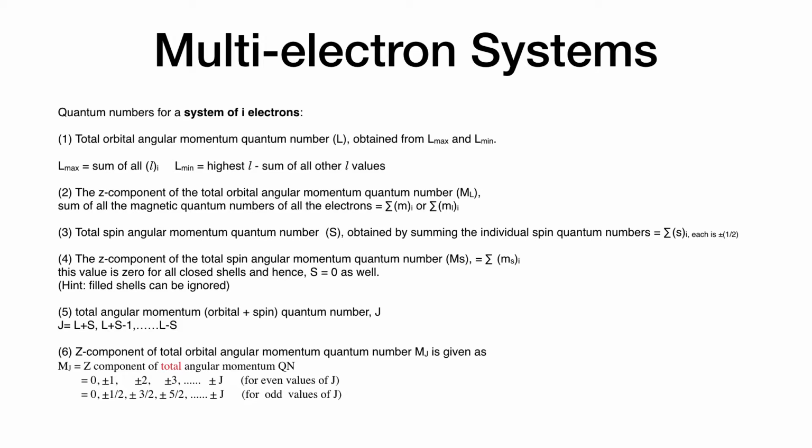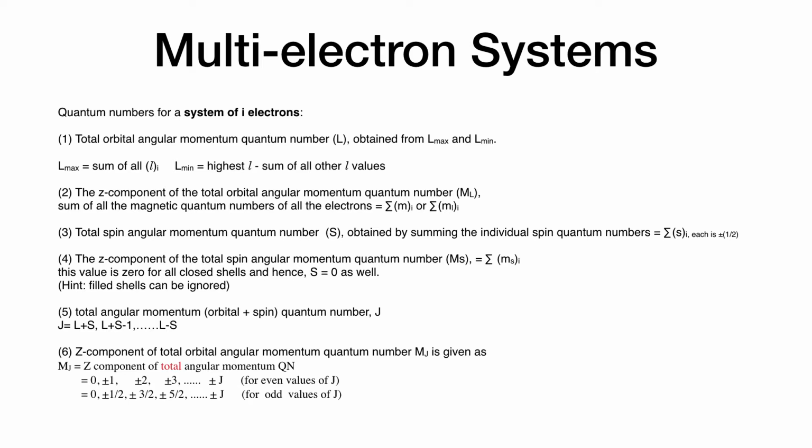So in other words, what are we doing by this? By doing this, we are summing the value of L. So we have different values of L, which is the total orbital angular momentum quantum number. Then you are adding the total spin angular momentum quantum number to it. And then you're subtracting one at a time, 1, 2, 3, 4 out of that, to get L, until we get L minus S.